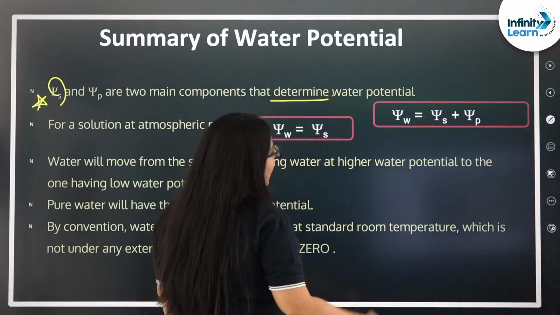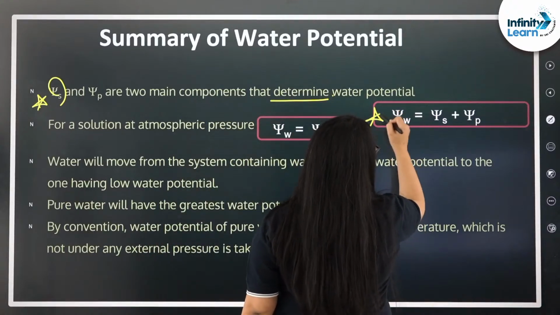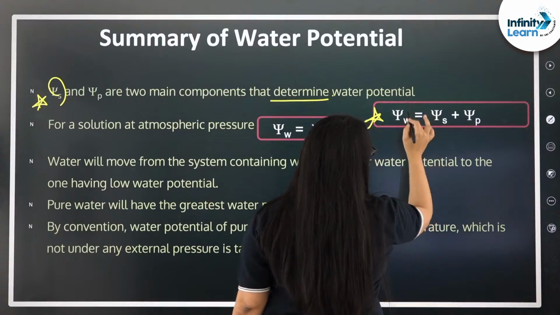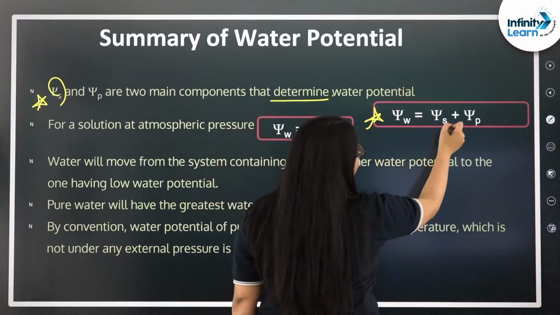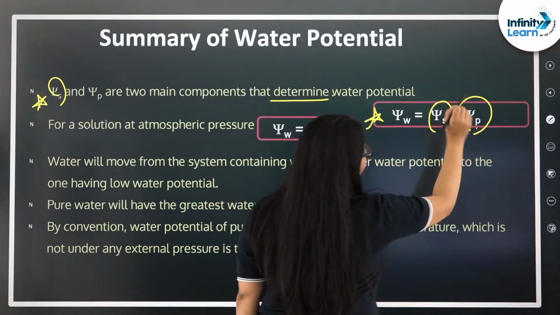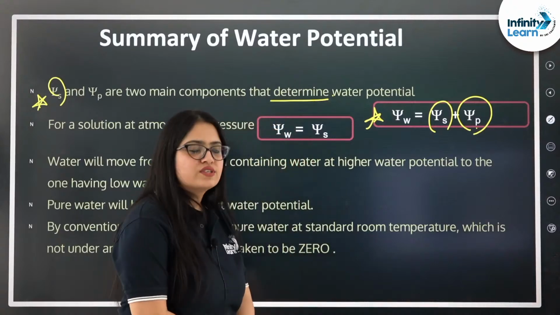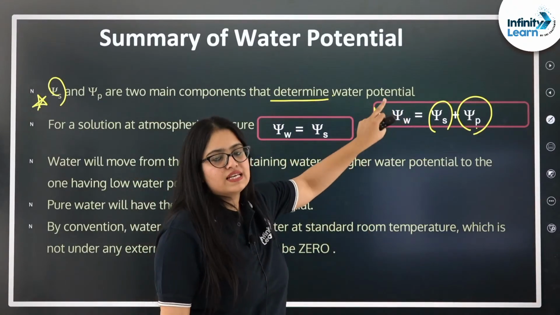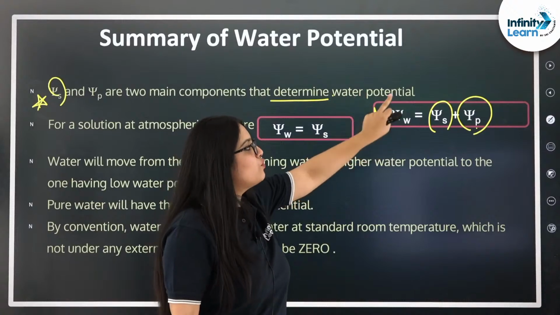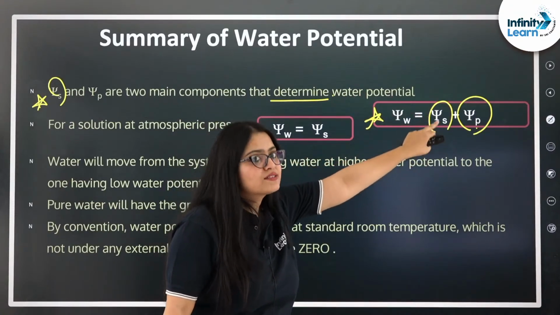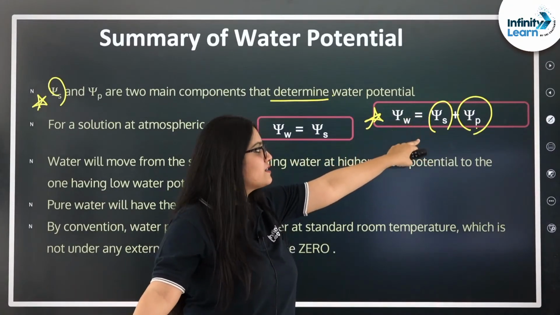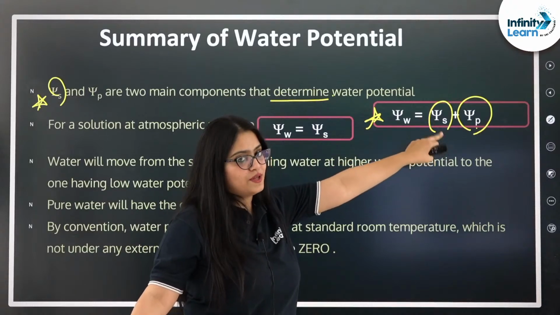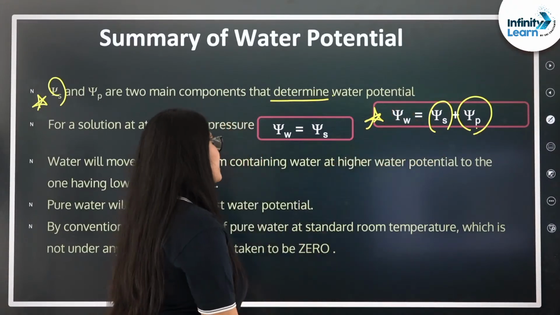So how do we define water potential? Psi W equals the sum of psi S and psi P. Please remember this point, students. This is how water potential is represented: psi W equals psi S plus psi P. Psi S plus psi P makes psi W, right?